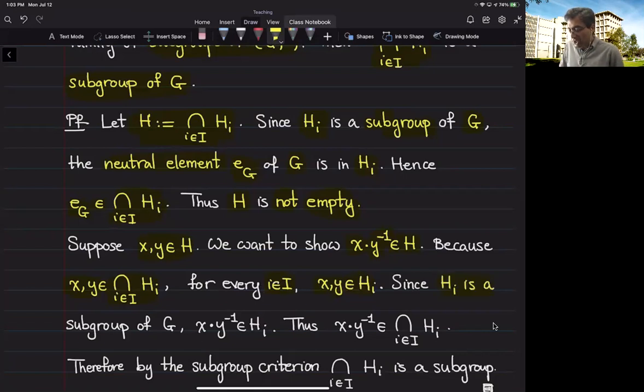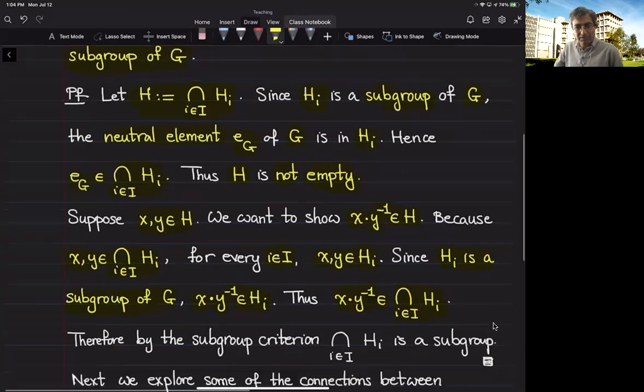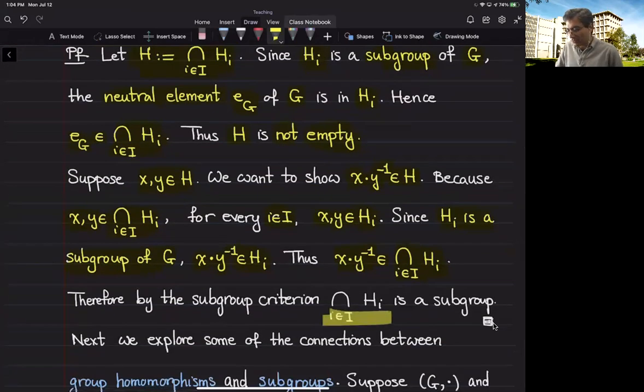So by the converse of the subgroup criterion, we know that when x and y are inside H sub i, so is x times y inverse. But this is true for every index i. So x dot y inverse is in every H sub i, which means it is in the intersection of all H sub i's. So x dot y inverse is inside H, as we wanted to show. Therefore, by the subgroup criterion, this intersection is a subgroup, and that's exactly what we wanted to show.